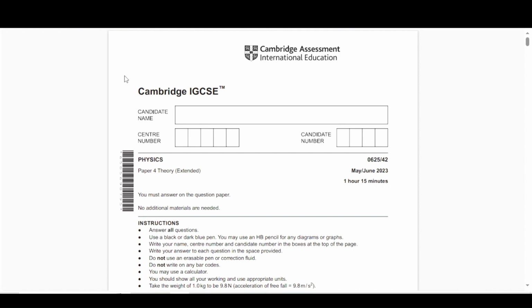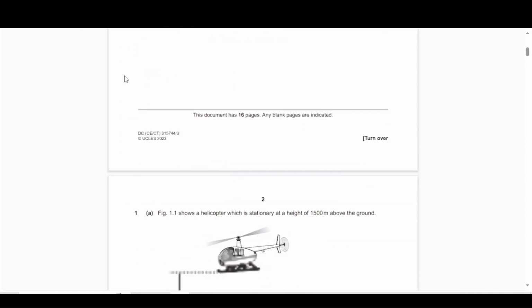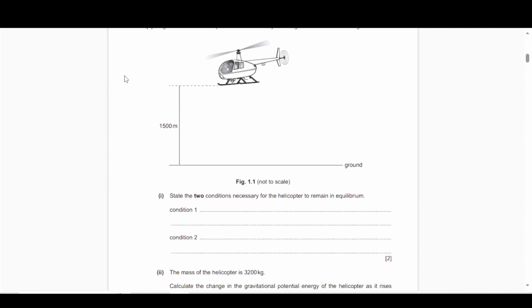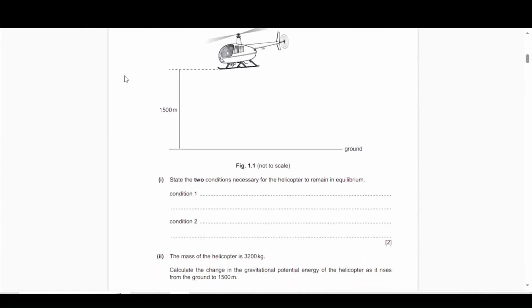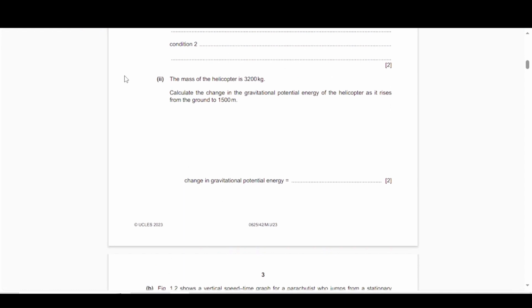Assuming you've had your short break, coming back, let's have a look at paper 4. So I picked May-June 2023, paper 42. May-June 2023, paper 42, has a question which talks about equilibrium and gravitational potential energy.